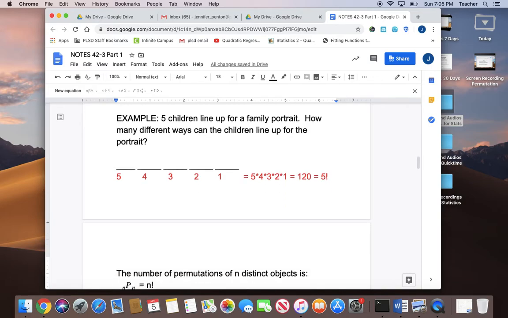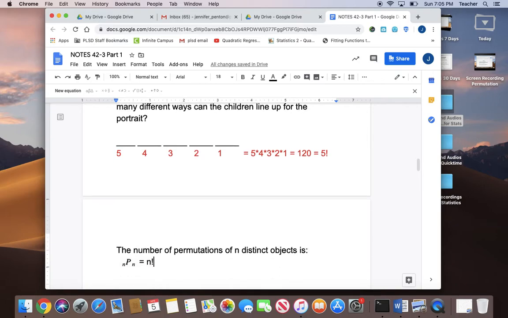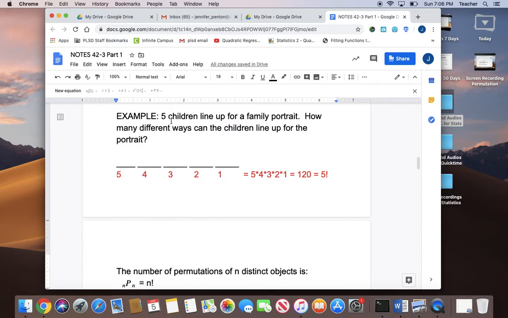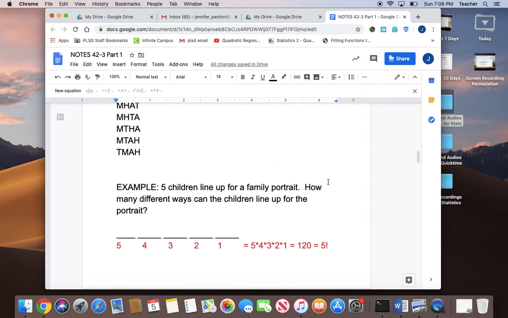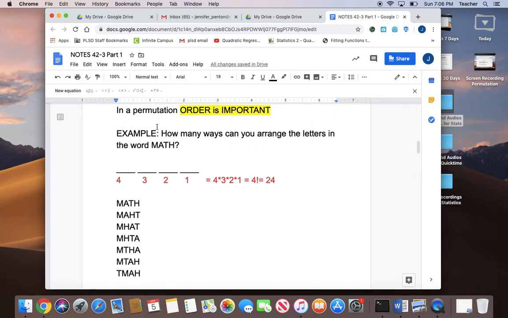So there is a formula for this. It says the number of permutations of n distinct objects is n permute n equals n factorial. So what that means is I'm taking n objects and I'm arranging all n of them. It will be n factorial. So in this example, I had 5 children line up for the family portrait. I'm arranging all 5 of them. Okay? And so that's going to be 5 factorial. I have 4 different letters in the word math. I'm arranging all 4 of them, so that is 4 factorial.